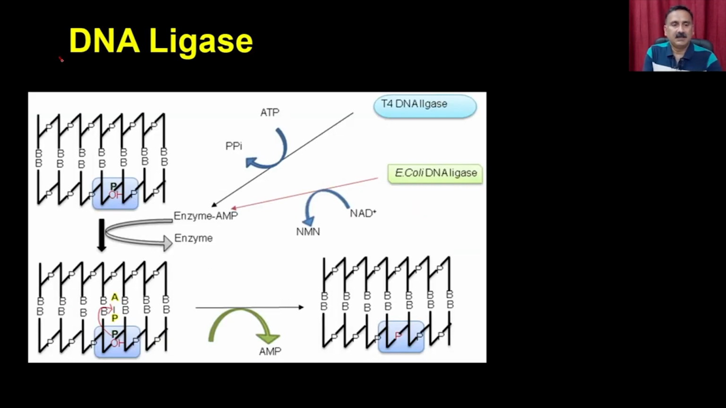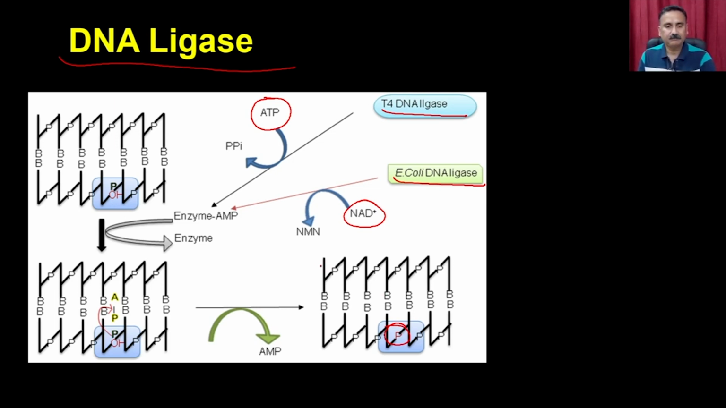Classical example is DNA ligases. DNA ligases could be the NAD-dependent DNA ligases or the ATP-dependent DNA ligases. Classical examples are T4 DNA ligase or the E. coli DNA ligase. And what they are going to do is form ester linkage between the two strands of the DNA, two fragments of the DNA, and that's how they form the phosphodiester linkage, and that's how they link the two DNA molecules.